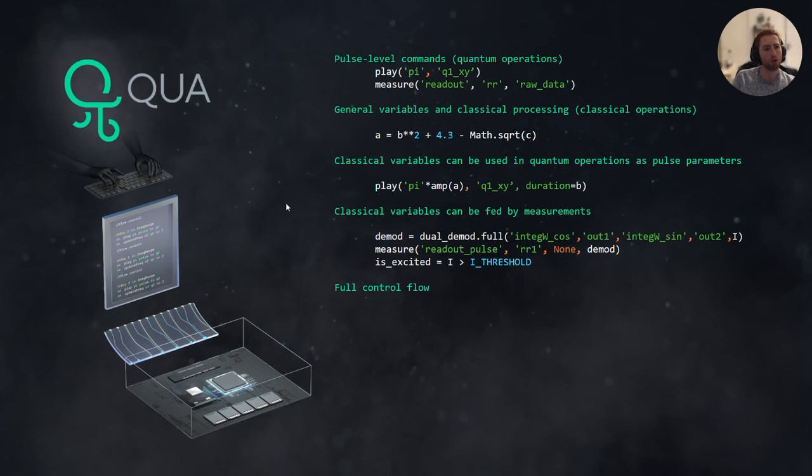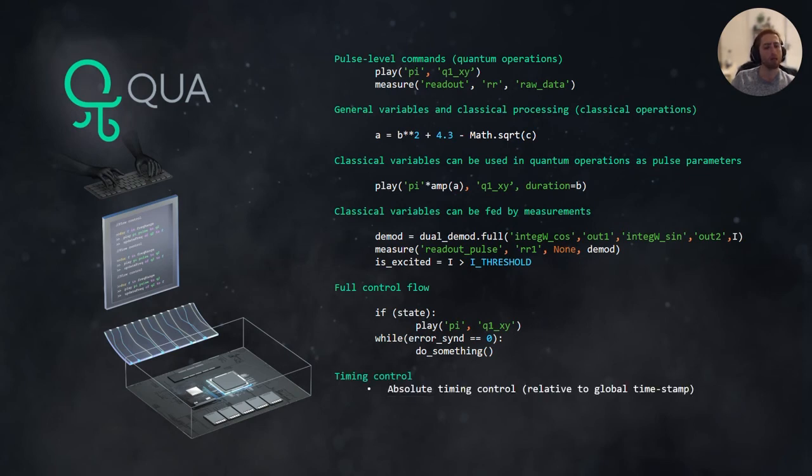We have full control flow, right? We have conditions and we have loops, okay? And we've got to have that to enable the control flow imperatives, for example, in OpenQASM 3. Also, and finally, we have timing control, both absolute and relative timing control.